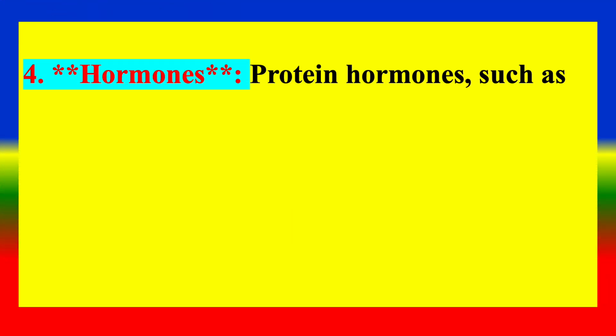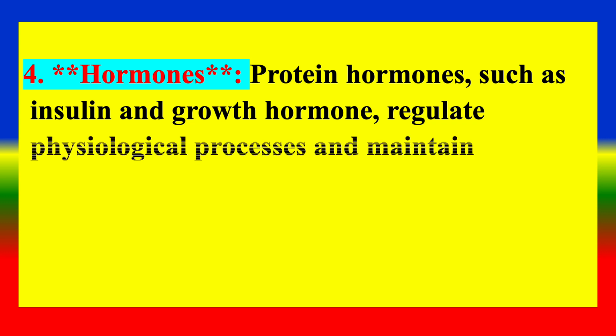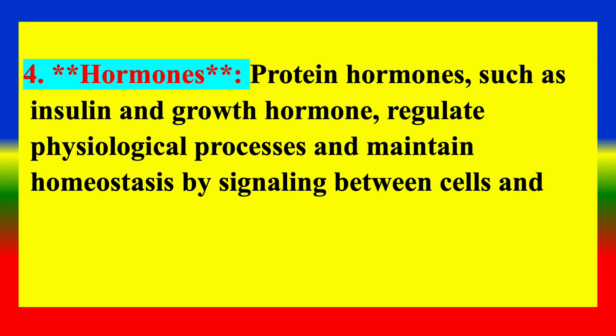Four, hormones. Protein hormones such as insulin and growth hormone regulate physiological processes and maintain homeostasis by signaling between cells and tissues.